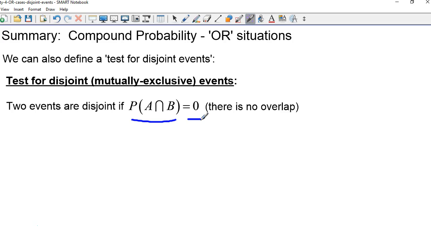All right, that's everything for compound events or cases. You can look at the examples to see a bunch of examples worked out, or you can move on to the next video, a lesson, which is about the compound event situation where we have AND cases.